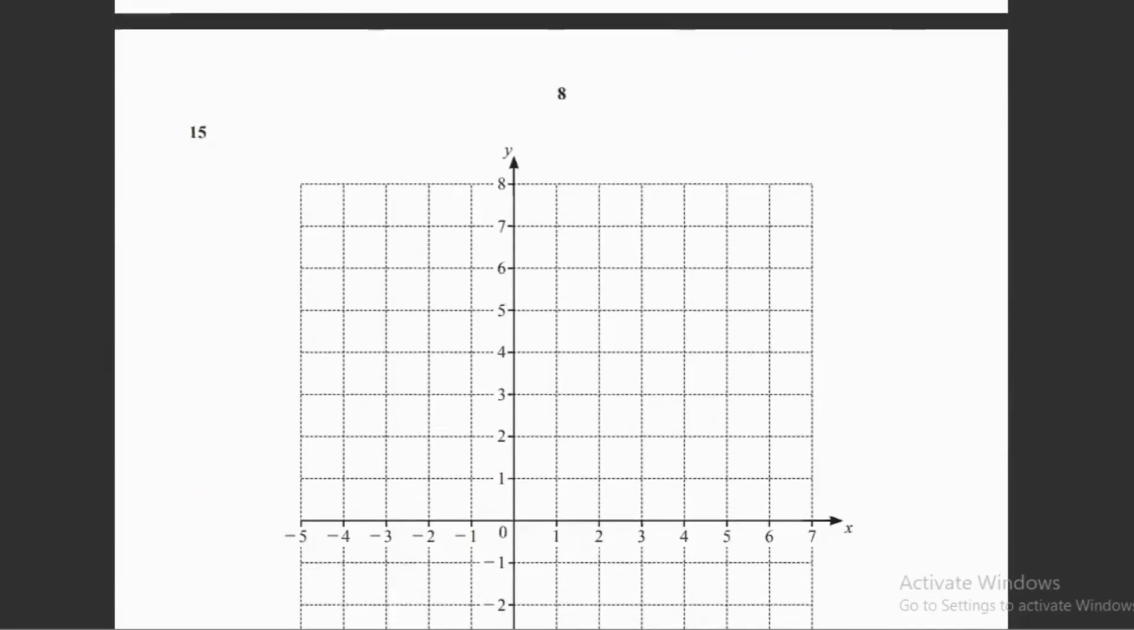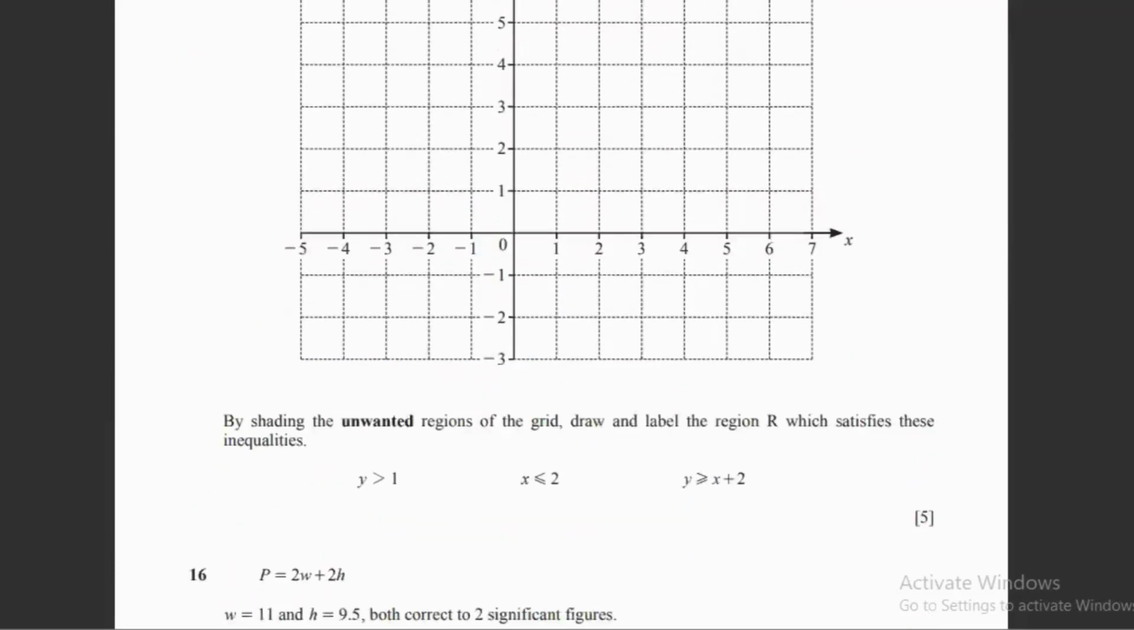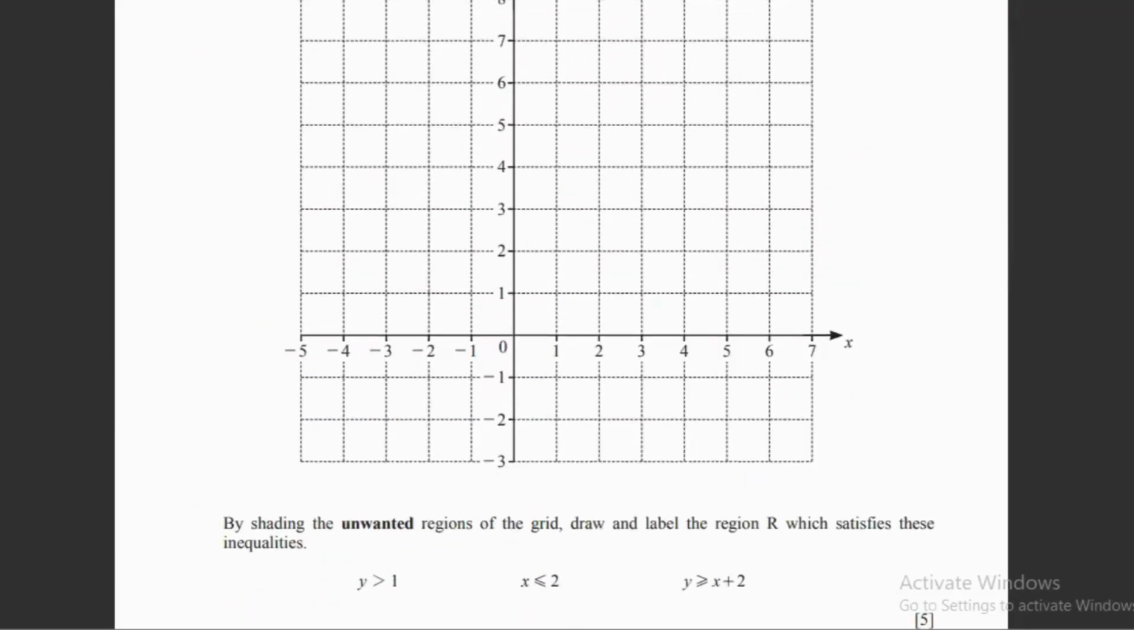Let's move on to the next question, which is question 15. We're given a grid here, and 3 inequalities are given to us, and we need to shade in the unwanted region. So for us to shade in the unwanted region, first we need to draw the straight lines for each of these inequalities given to us.